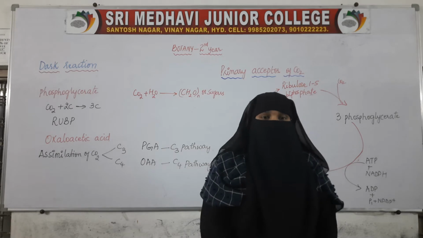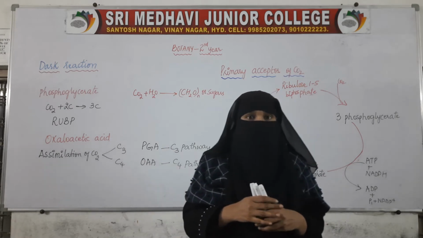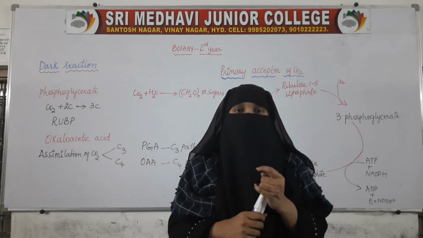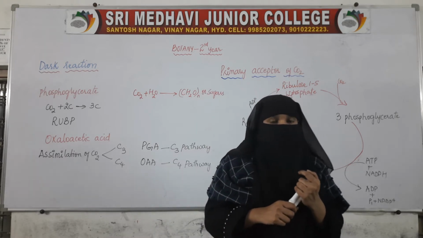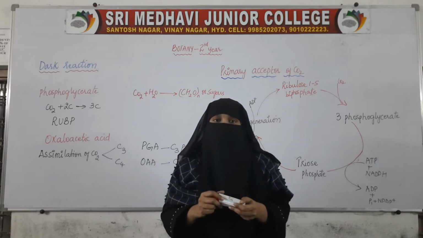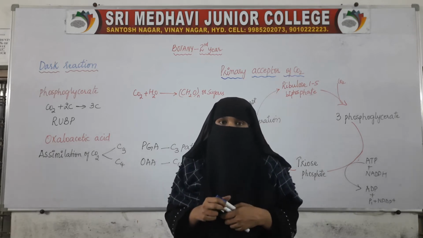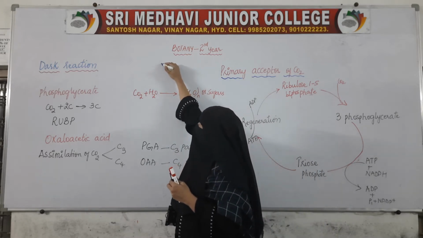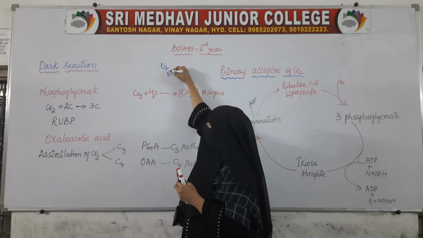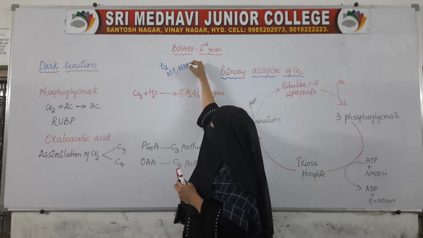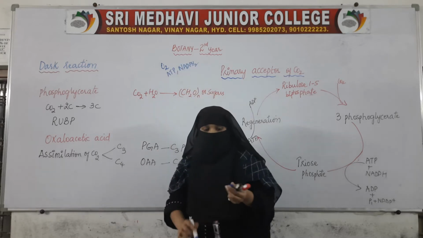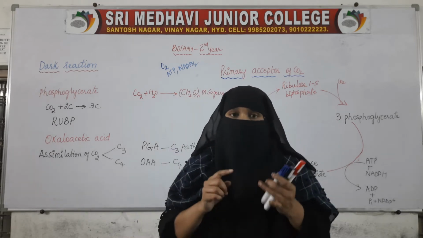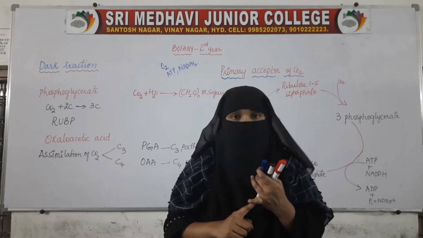Welcome everyone. Here we have finished with our light reactions. We have seen everything, that is the different phases and different events which have taken place in the light reaction. And we have seen that at the end of the light reaction, the products which we have got are oxygen, ATP and NADPH2.